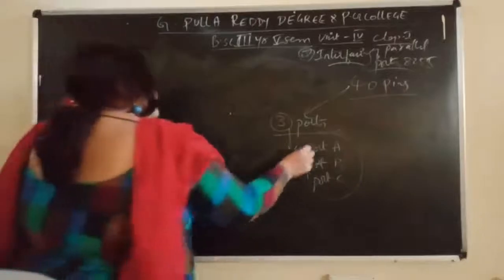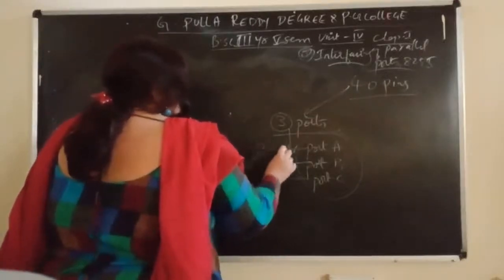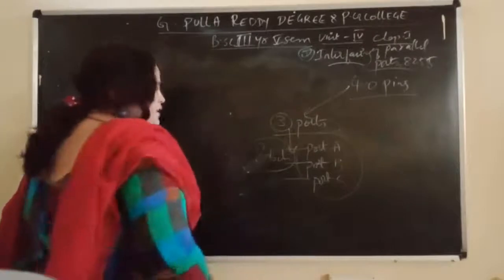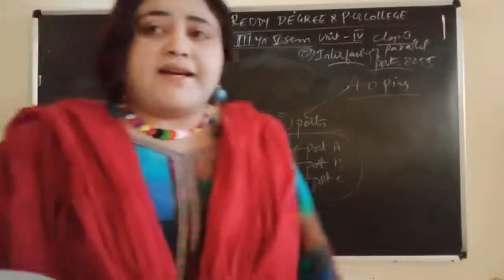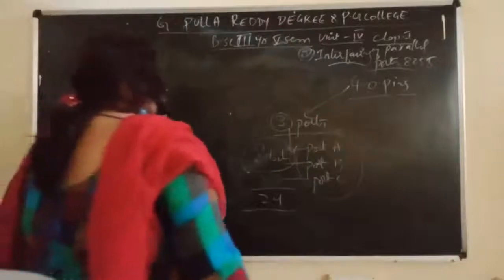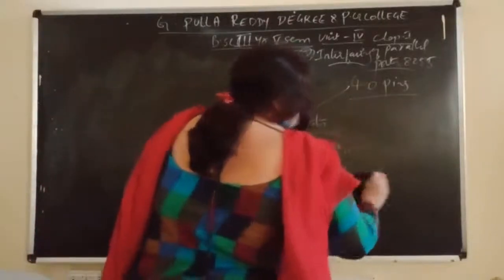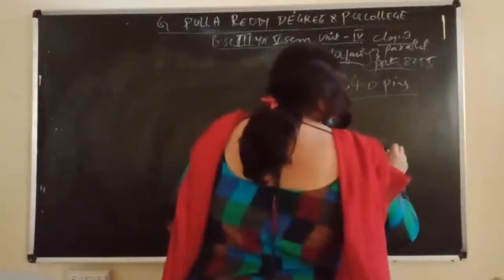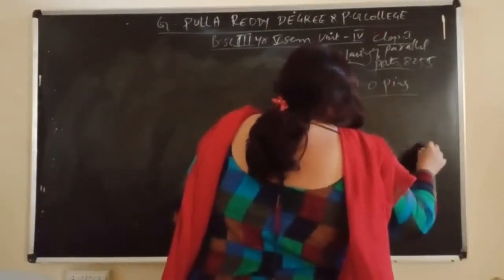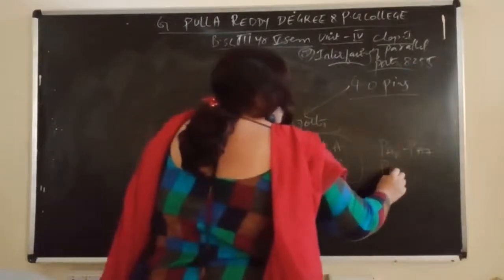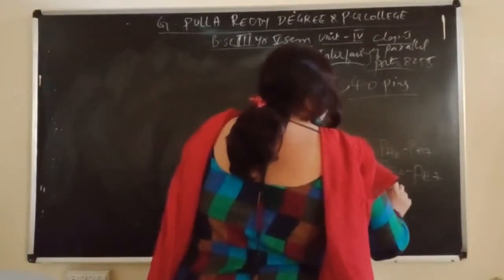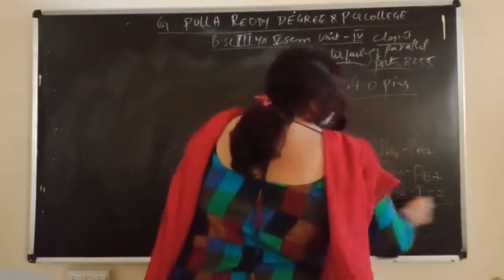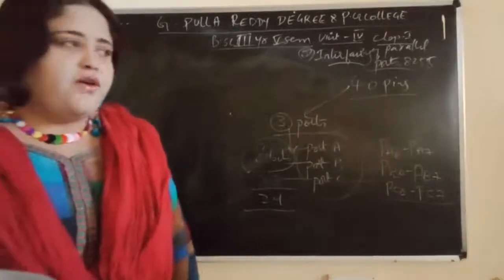Now, each port is of 8 bits. 8 into 3, 24. So 24 pins are set aside for IO ports. Since each port is 8 bits, the pins will be PA0 to PA7, PB0 to PB7, PC0 to PC7. Okay, these are the pins available for your ports.